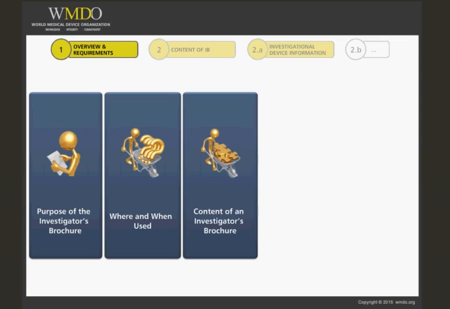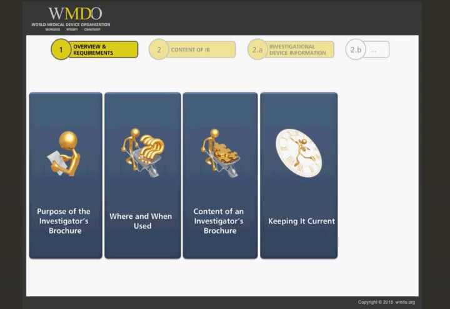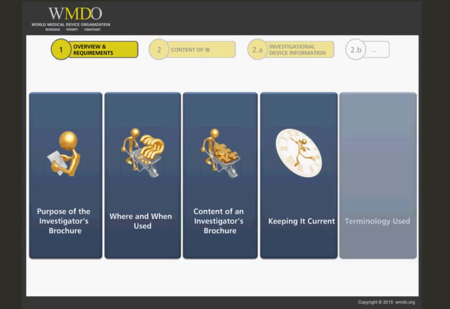The requirement of keeping the investigator brochure current and how a good document control system and risk management system allows you to accomplish this requirement. Terminology used in the investigator brochure may be familiar to you. We will revisit key terminology.